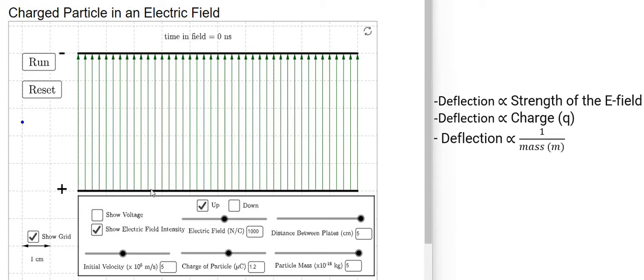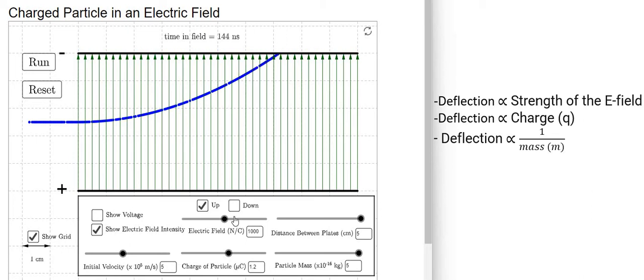Here we have a positive charge, and this is the electric field region. This is a positive plate and this is a negative plate, and the electric field is from the positive plate to the negative plate. This arrow represents the electric field lines. If I project this charge in this electric field, the charge will get deflected. You can see that as it is projected, it is getting deflected.